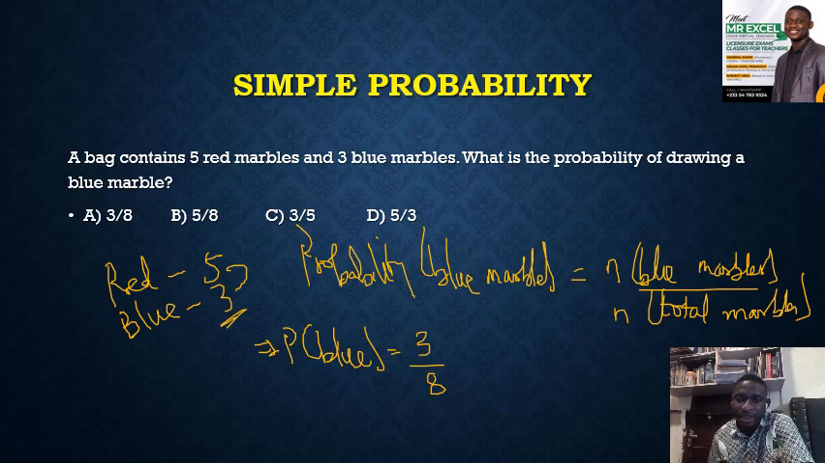Now, as I said before, you conclude that's your final answer, you need to ask yourself, is there a number that can divide 3 and 8? Of course, there isn't any number. So then we conclude by saying that 3 on 8 is our final answer. So you come to the alternatives and you have A. So that is our correct response to the question.